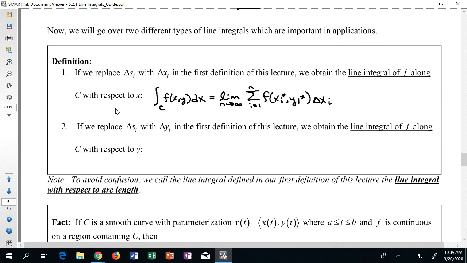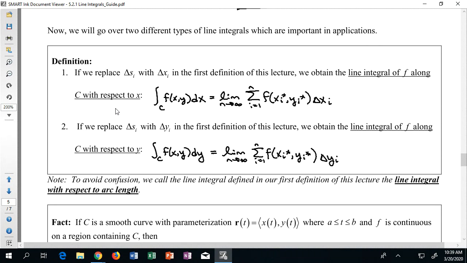Now, if we were to do the same thing, but instead replace that delta s_i with a delta y_i, then we could get a line integral of f along C, but with respect to y. And that would look like this. Again, it's not an easy integral to calculate because we still have some messy variables sitting in there. But this is how we would define it.